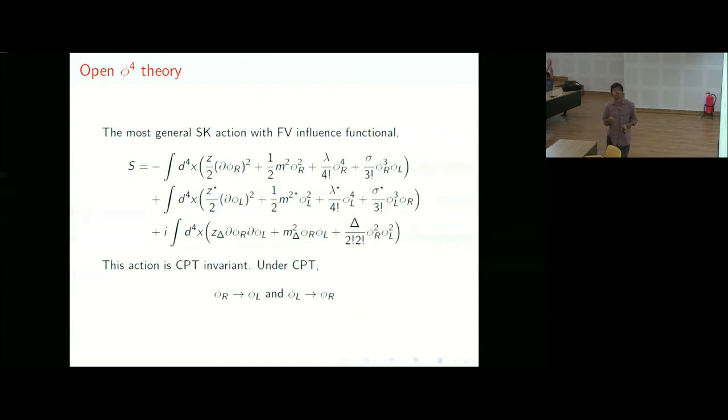Now we come to a specific example, that is the application of this formulation in phi-4 theory. Here the first three terms in the first line are the usual phi-4 Lagrangian. The second three terms in the second line come by doubling the fields, and the rest of the terms come from the Feynman-Vernon influence functional. You see that all the other terms have mixed vertices, that is phi r cube, phi l, phi l cube, phi r. And this action is CPT invariant. So under CPT, phi r goes to phi l and phi l goes to phi r.